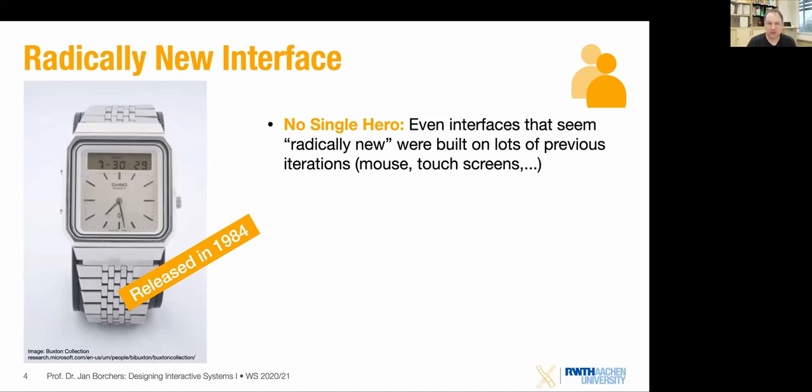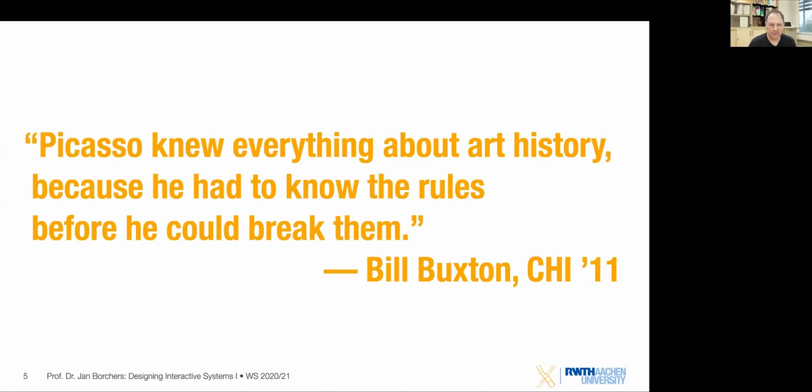So people are stealing ideas. They're building on what's out there already. Of course they are. And so it's an iterative process, right? It's not somebody sitting there suddenly saying, oh, let's do this as the iPhone. Or as Bill Buxton put it when he gave a talk at CHI that year, Picasso, who everybody celebrates as this completely rule-breaking revolutionary artist, knew everything about art history, because he had to know the rules before he could go ahead and break them.